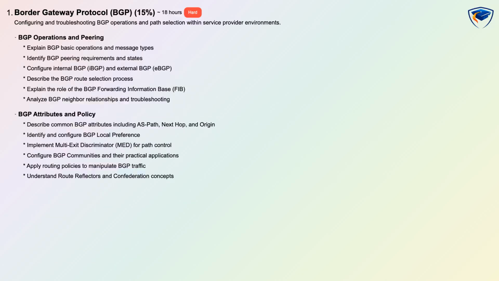Border Gateway Protocol or BGP is 15% of the exam and is rated hard with about 18 hours of study and a conceptual plus scenario-based assessment. You will learn BGP basic operations and message types, how to configure IBGP and EBGP, and the BGP route selection process. Important topics include BGP neighbor states, the role of the BGP FIB, BGP attributes like AS path, next hop, local preference and MED, BGP communities, routing policies, and concepts such as route reflectors and confederations for path control and troubleshooting.